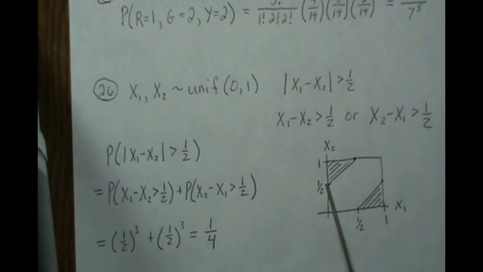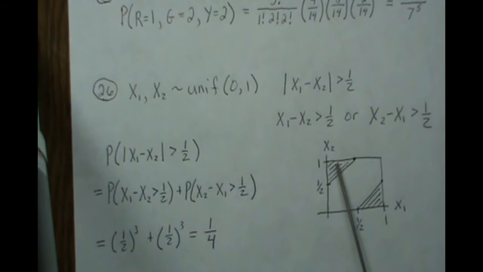Now, since these are triangles, this base is 1/2, this base is 1/2, so this area is 1/2 times the base times the height, which is 1/2 cubed. And the same way for this one, this area is 1/2 cubed, which ends up being 1/4.